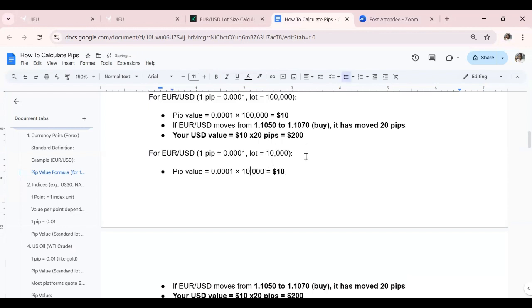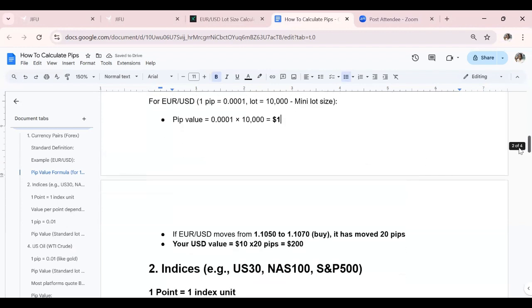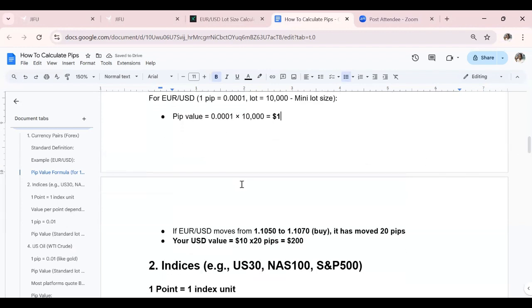So this one is for mini lot size, and this one is standard lot size. For mini lot size, this would be $1, because the 4 zeros cancel themselves. So this has moved 20 pips. $1 times 20 is $20.